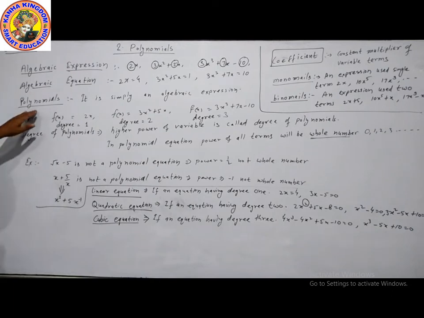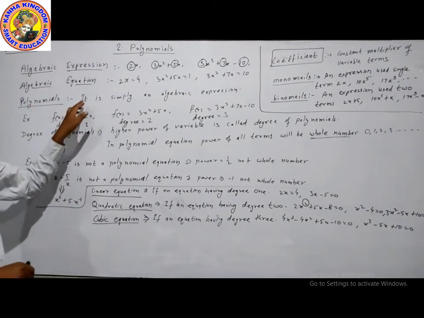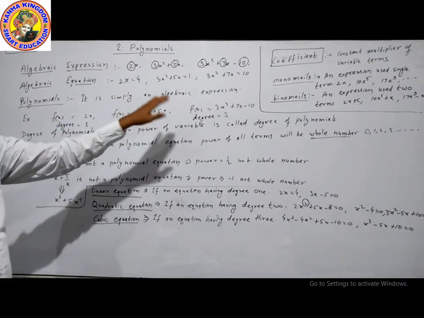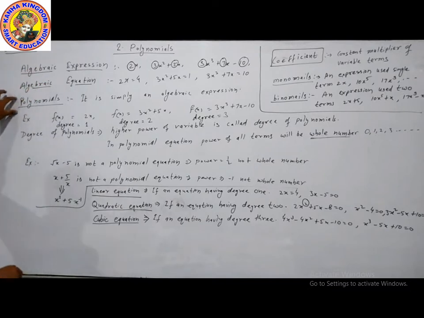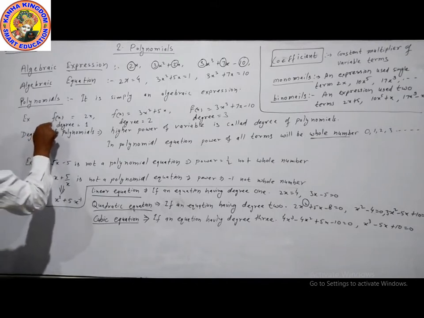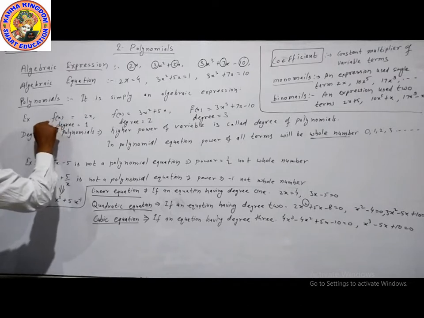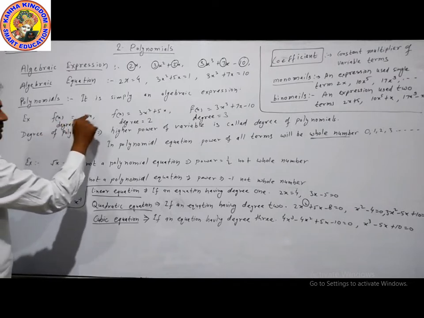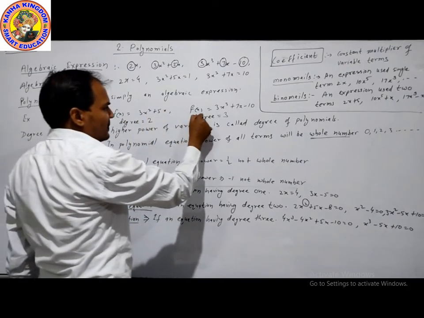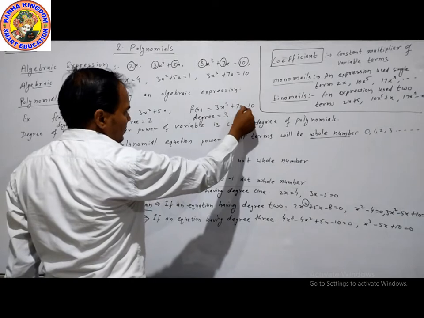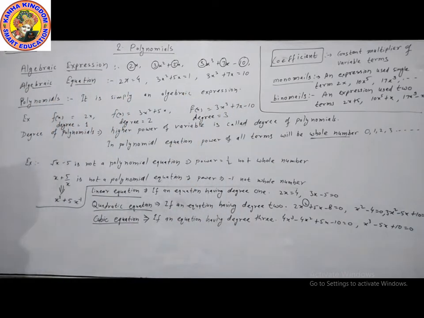Next, what is polynomial? If it is simply an algebraic expression, the algebraic expression is also called polynomial. For example, f(x) is equal to 2x. Here the meaning of f(x) is function of x. Function of x is equal to 3x square plus 5x, function of x is equal to 3x cube plus 7x minus 10.